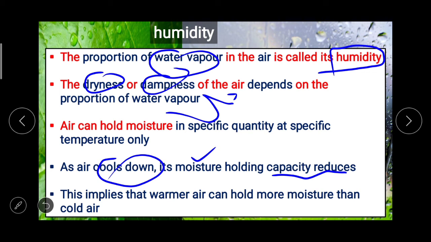So again, same thing I am repeating. Temperature is the main factor which plays an important role in humidity. क्योंकि temperature अगर कम होता है, if the air is not warmer, तो moisture नहीं होगा. And in other words, we can say warmer air can hold more moisture than cold air.